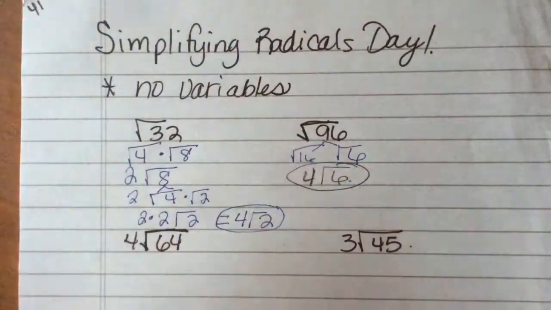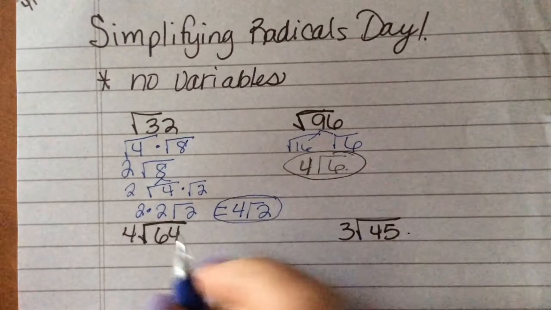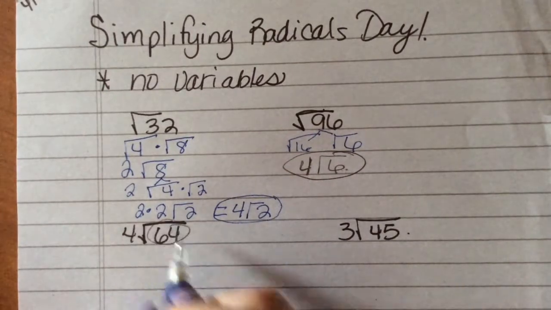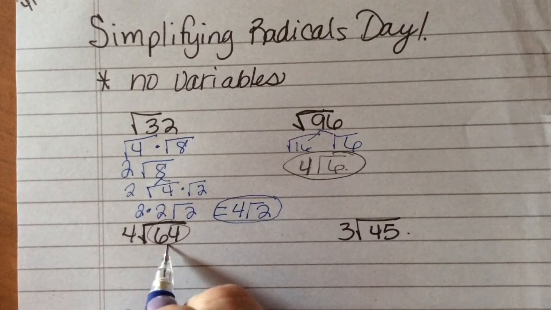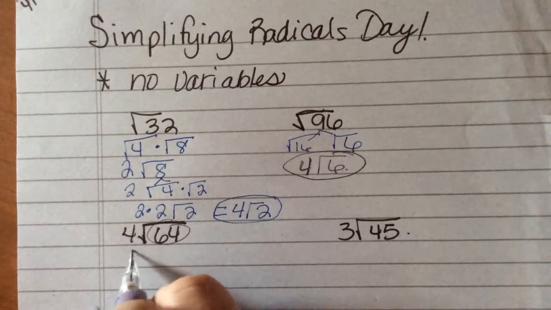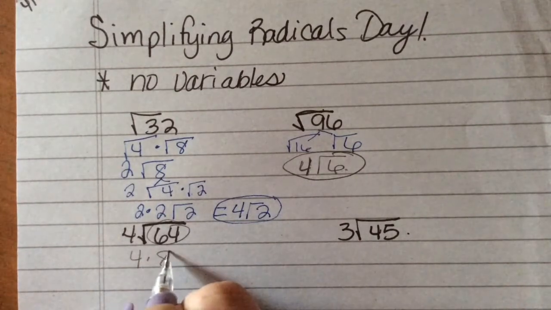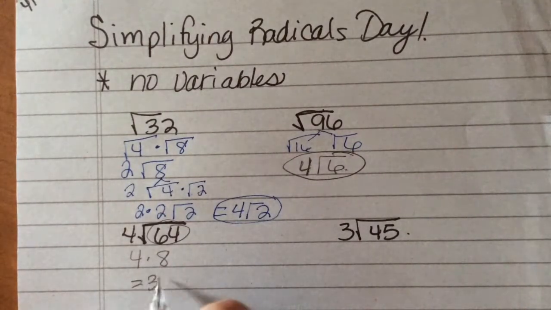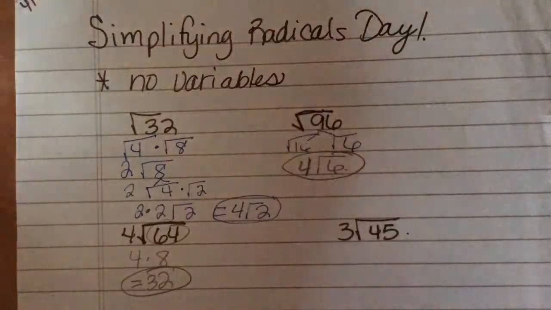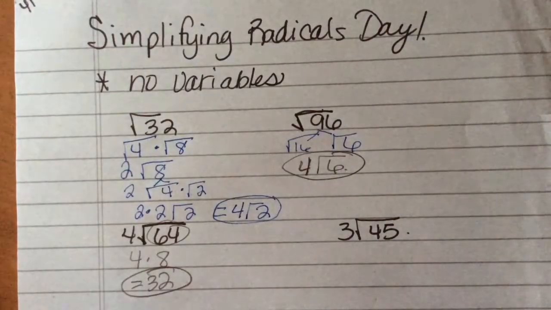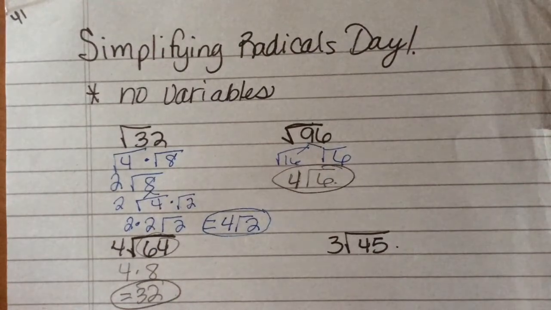So let's go to the next one, 4 times the square root of 64. 64 is a perfect square, so I can simplify it to just be 8. So this becomes 4 times 8, which is then equal to 32. You will have some that work out perfectly, but a lot of times we're not working with that.